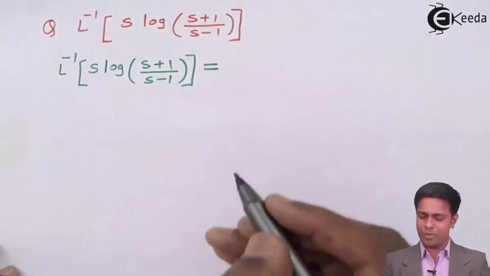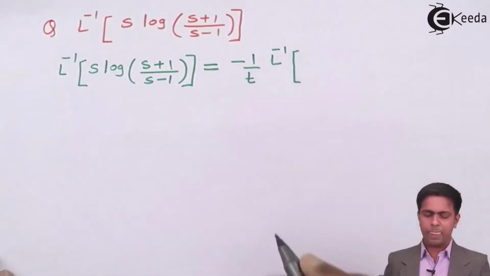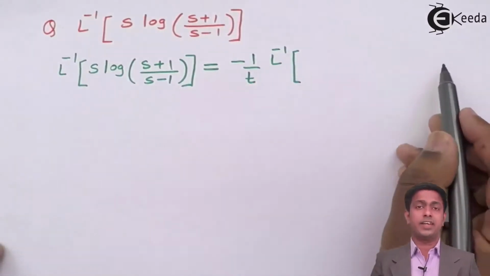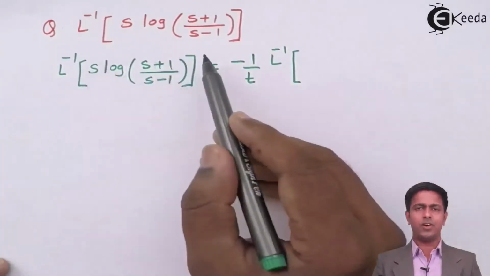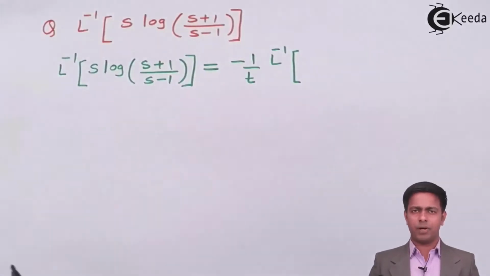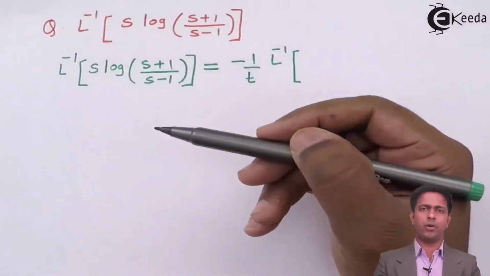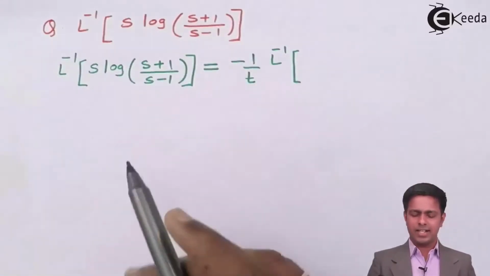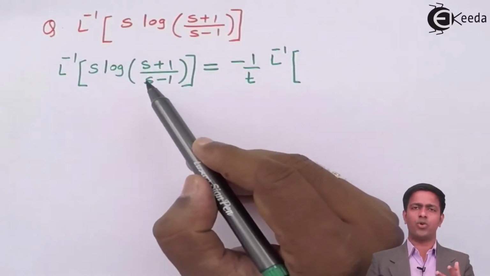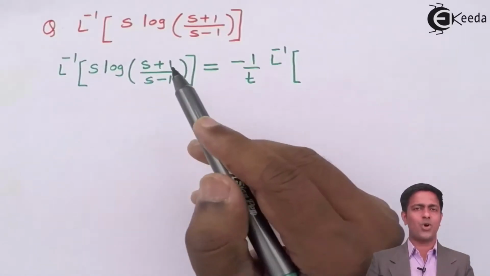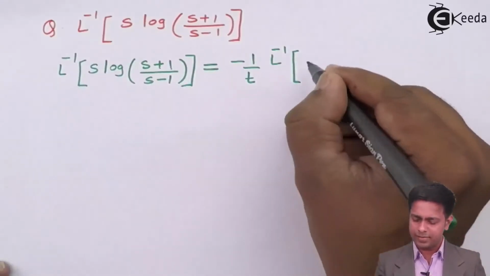So guys, by using the property we will get negative 1 upon t Laplace inverse of, now here it's derivative of this function. Now guys, the derivative we cannot find out directly, or we can find it out, but I'll not prefer to find out it directly, because this log function is again having numerator and denominator and it is looking quite complex. So what I'll do is I'll simplify this log function by using the logarithmic property with log a upon b, you all know that it is log a minus log b, and to that log a minus log b I'll multiply with s.